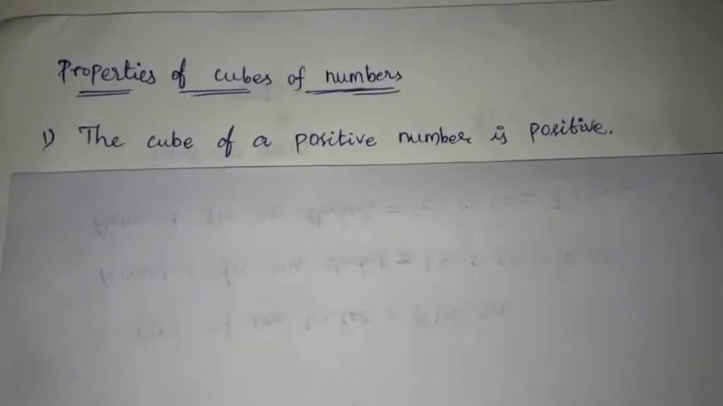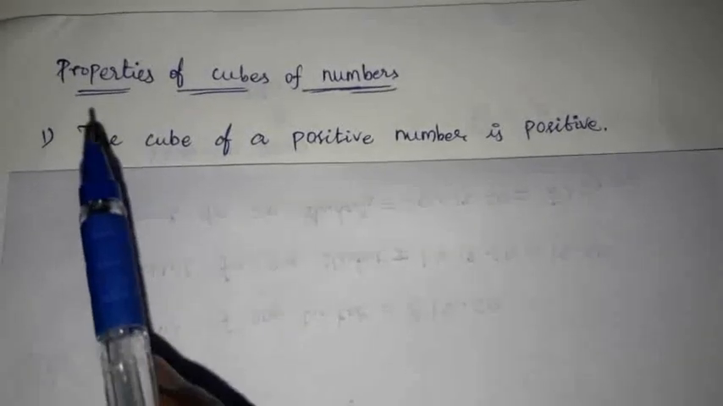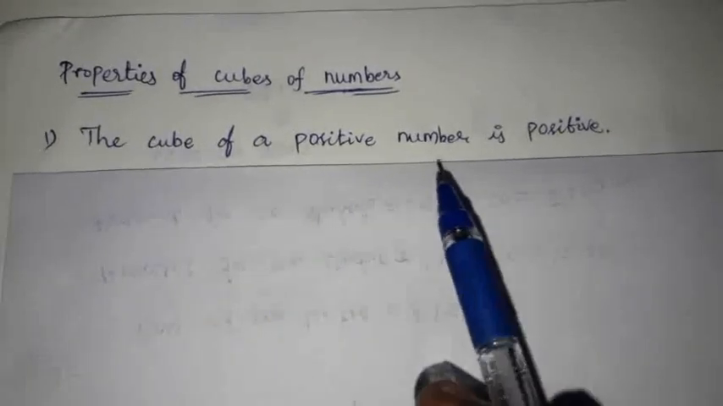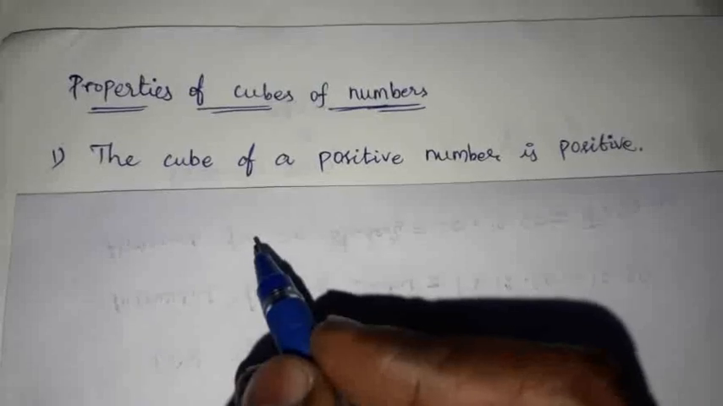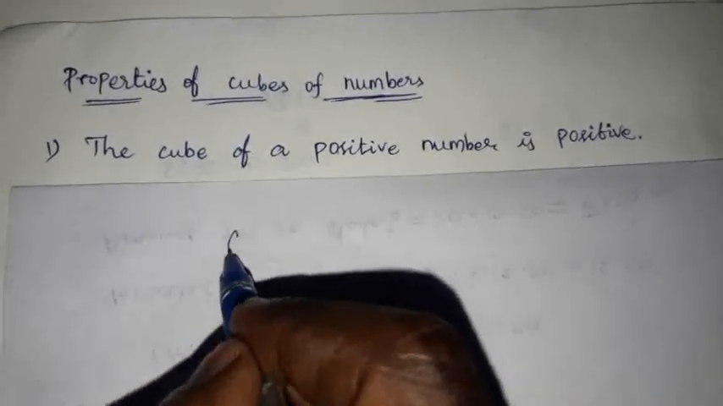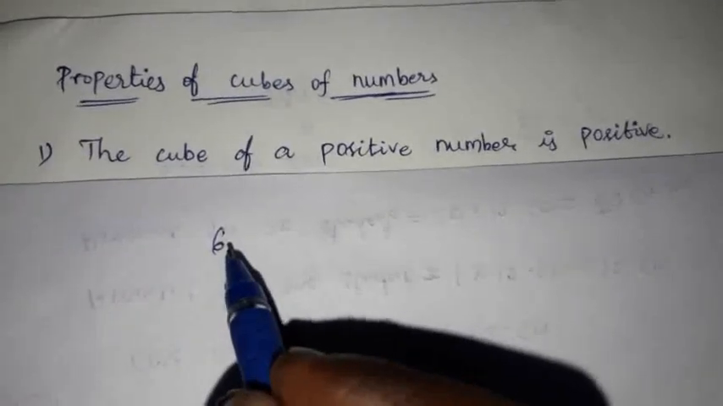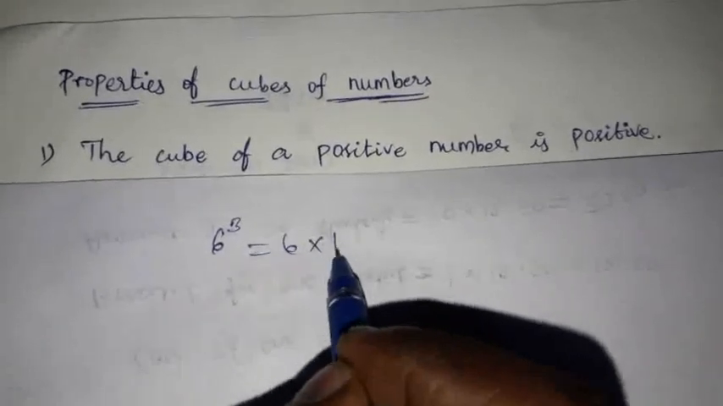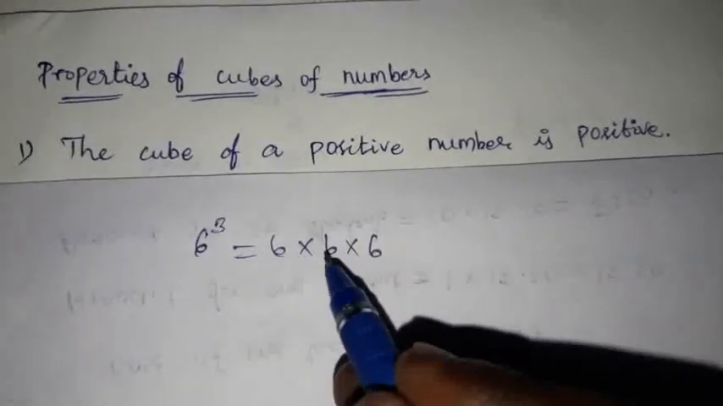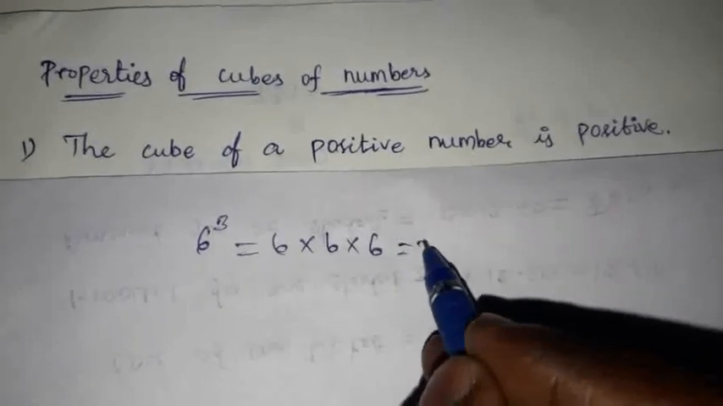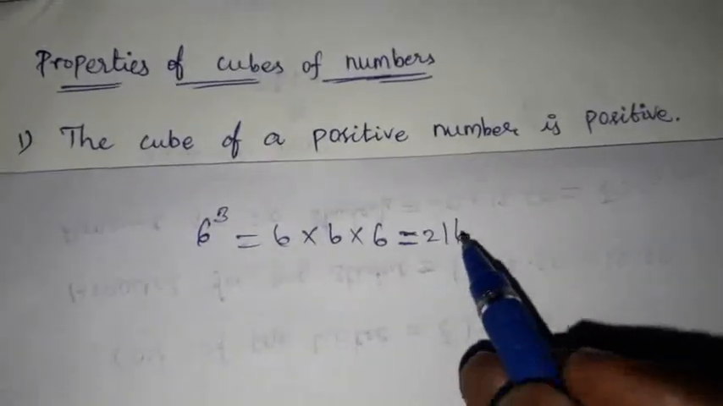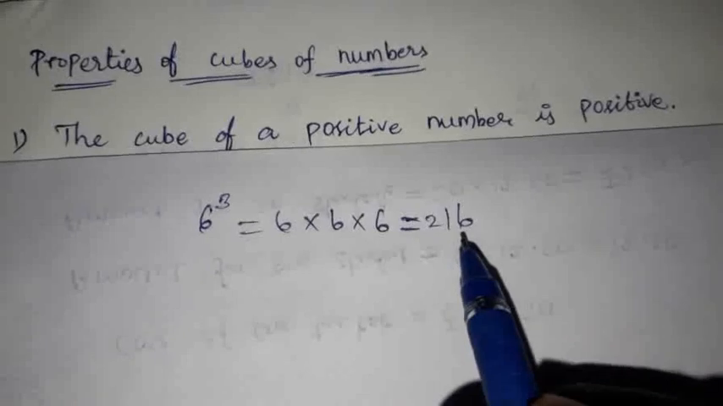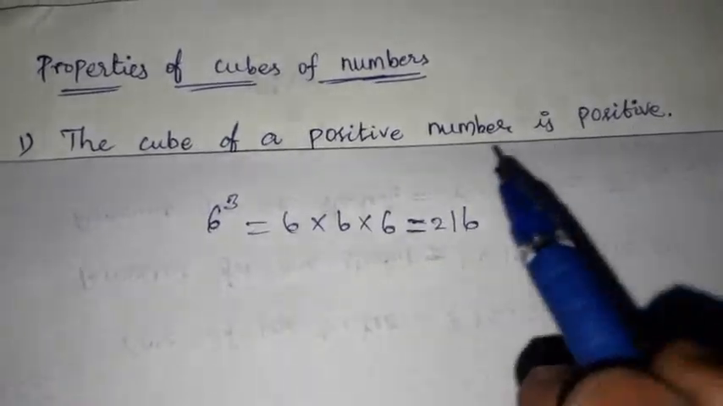In mathematics, properties are very important. Now we are going to see the properties of cubes of numbers. First property is the cube of a positive number is always positive. You can understand it by an example. Let us take a number 6. We have to find its cube. 6 cube equal to 6 into 6 into 6. 6 sixes are 36. 36 sixes are 216. From this we understood 6 is a positive number and 216 is also a positive number. So the cube of a positive number is positive.